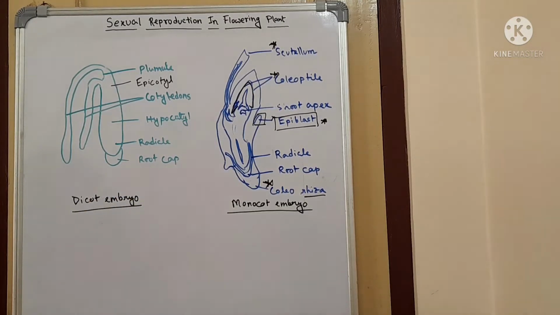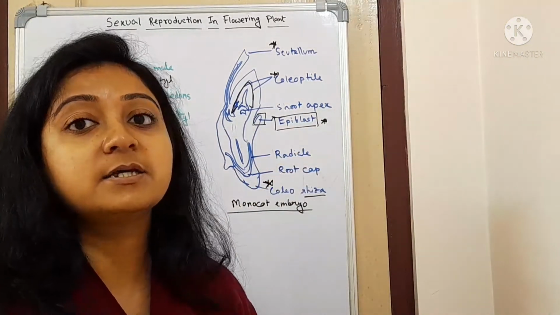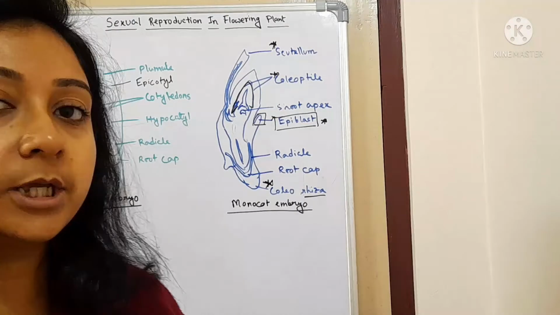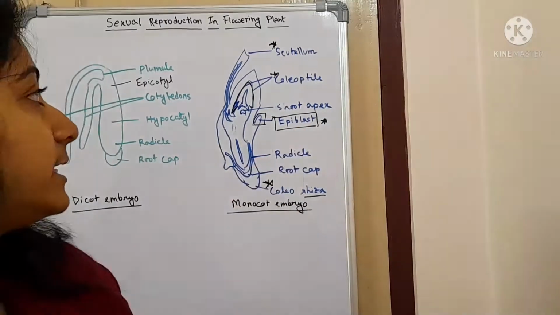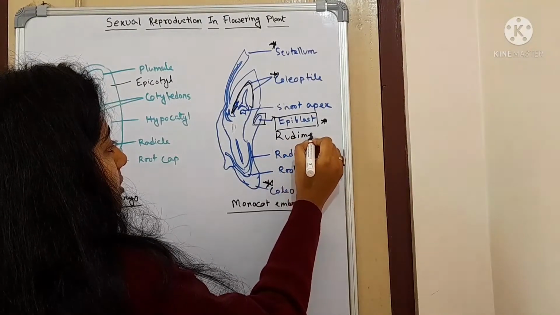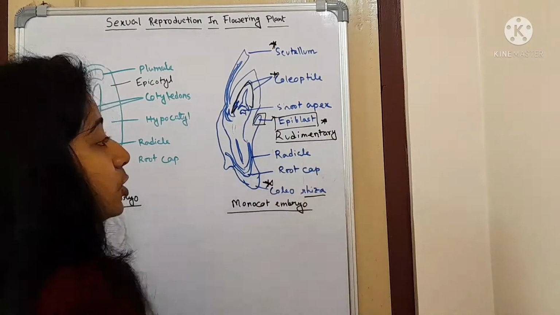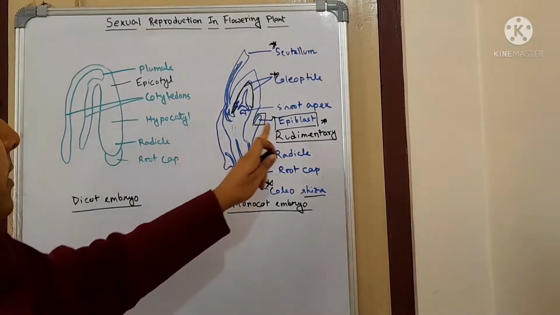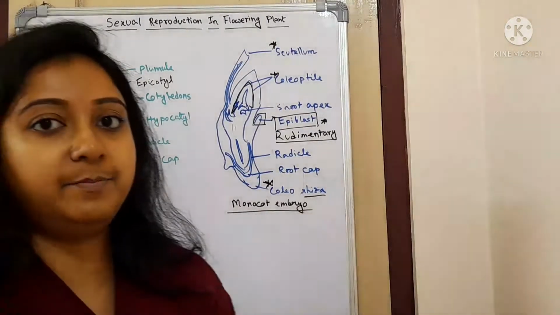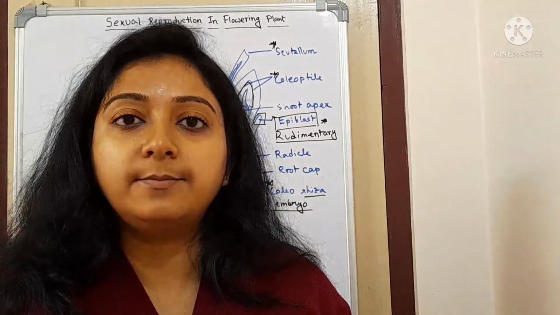In case of the monocotyledonous embryo, we can also consider this part as rudimentary. Let me write it down here. We can also call this part the rudimentary cotyledon, which is termed the epiblast. So this is all about the dicot and monocot embryo.